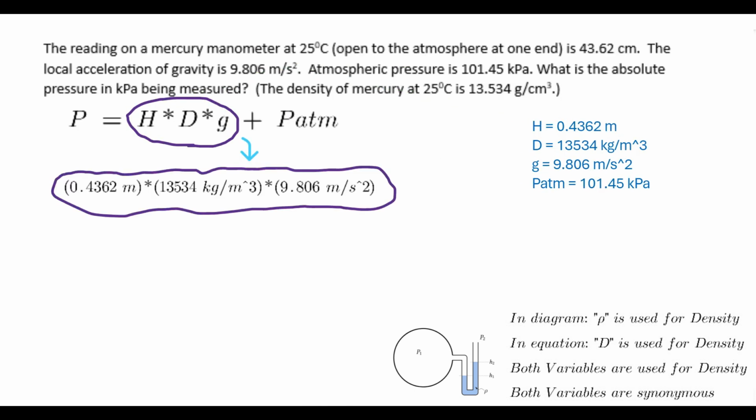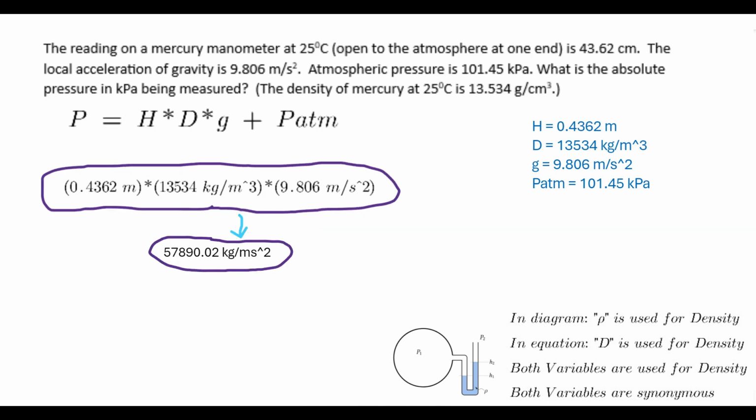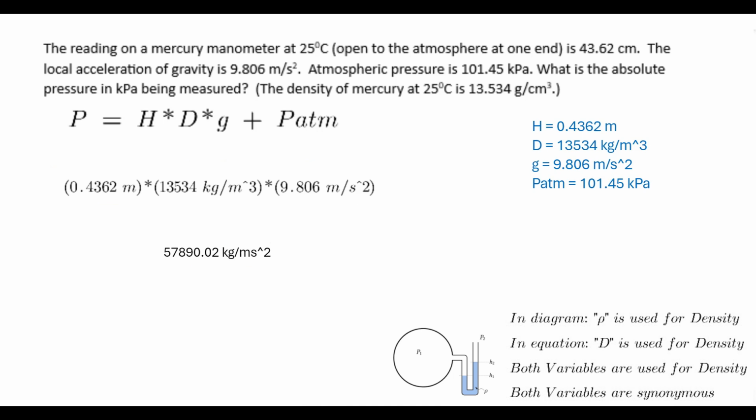Inputting the values into the first part of the equation yields 0.4362 meters times 13,534 kilograms per meter cubed times 9.806 meters per second squared. These values multiplied together equal 57,890.02 kilograms per meter second squared. This is the same value in pascals.